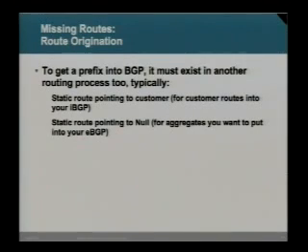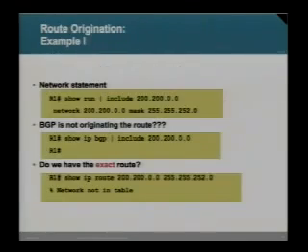But a prefix has to exist in another routing protocol before it will actually be announced by BGP. So if you don't have a RIB entry for the prefix you want to advertise by BGP, BGP is not going to advertise it.